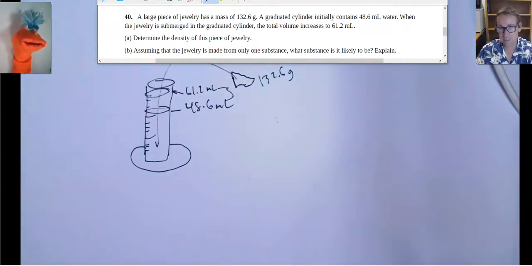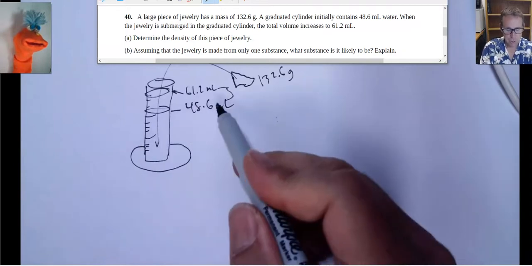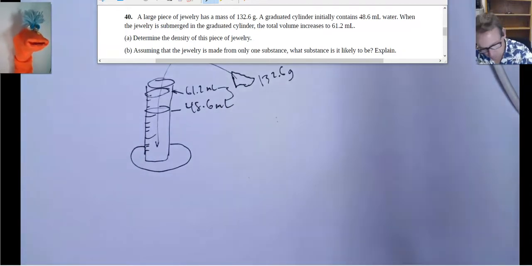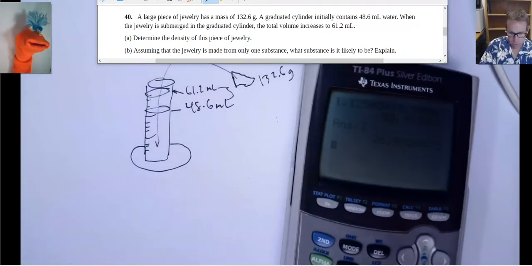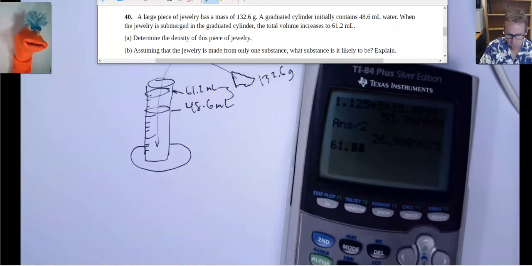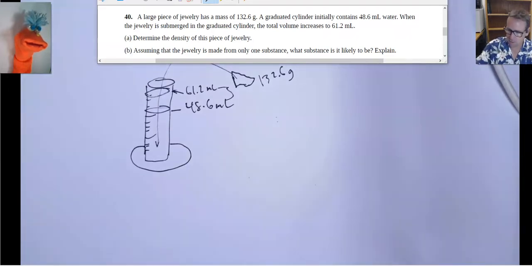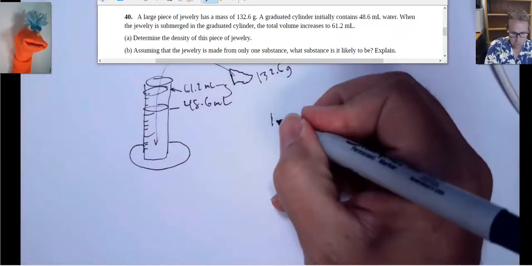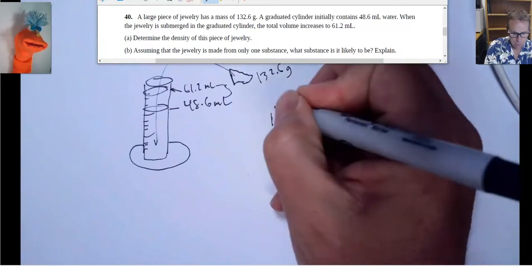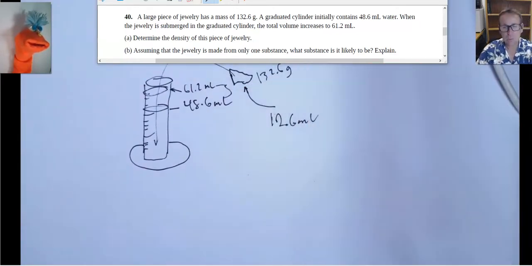It displaced the water when it sunk down in it, right? If it sinks down into the water, it displaces that water. So the volume difference there can be identified with a calculator, right? So I go 61.2 minus 48.6, and that tells me that it's 12.6 milliliters. That's the volume of my piece of material, okay?